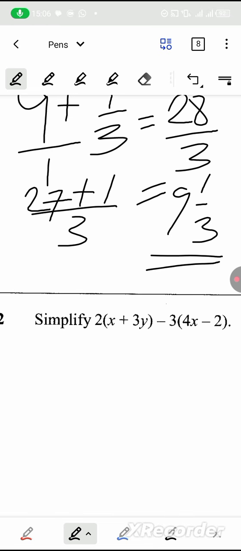In this case, 2 times x gives us 2x. Then 2 times positive 3y, the answer will be positive 6y. We are done with the first one. Then we go to negative 3. Negative 3 times 4x, the answer will be negative 12x.